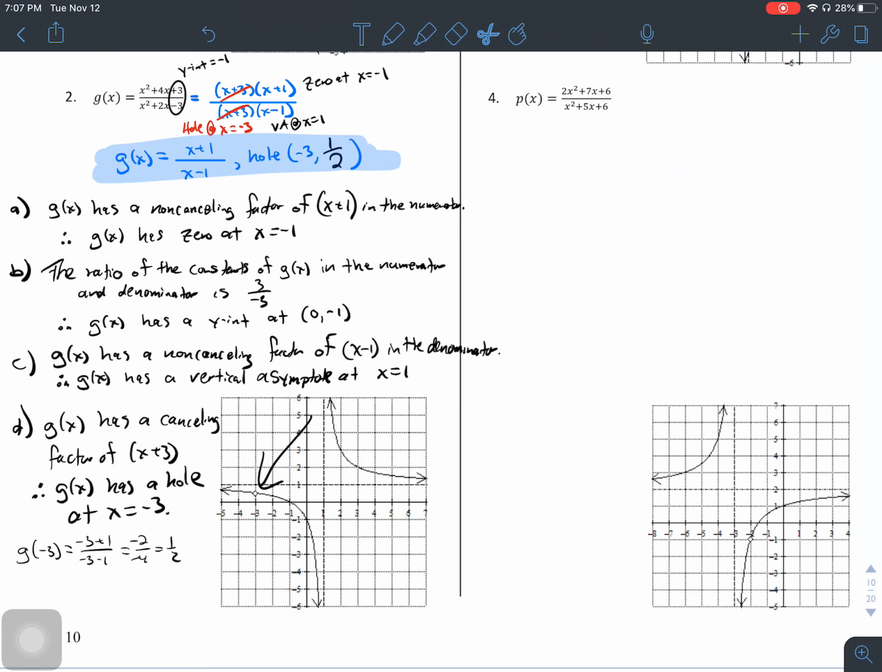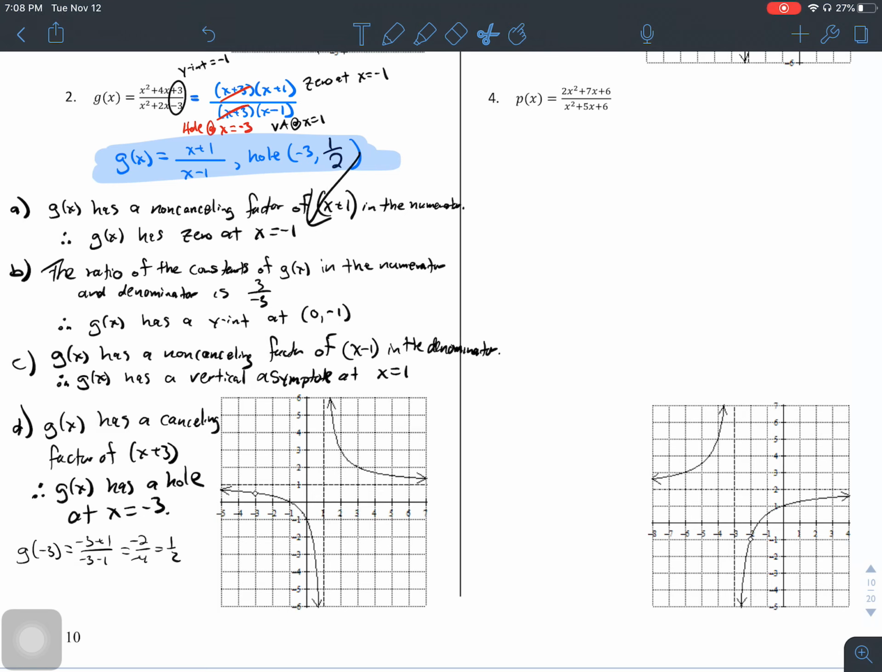So this says there's a hole at negative 3 1/2, it looks like. We're saying negative 3 1/2. That checks out. Looks like there's a vertical asymptote at x equals 1. We have that there's a vertical asymptote at x equals 1. It crosses the y-axis at negative 1, crosses the y-axis at negative 1.